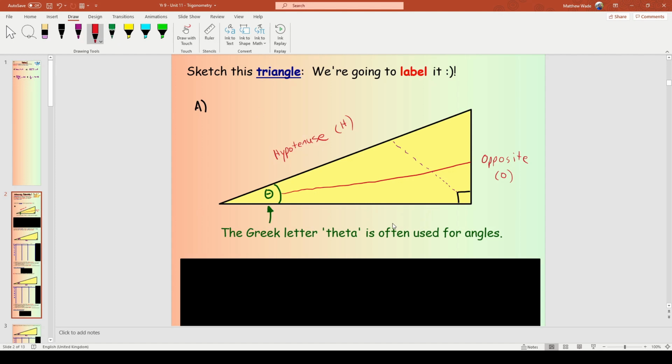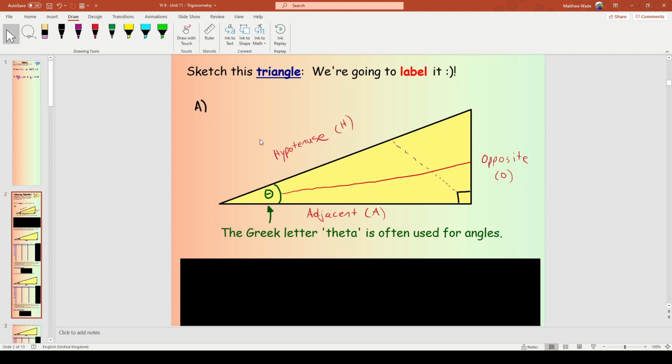Now the other side needs a name too. It's the side that's right beside theta, but it isn't the hypotenuse, and it still touches theta. In other words, it's adjacent to theta because it's beside theta. That's why they call this side the adjacent side, and it gets the English letter A. So that's how you label the triangles, buddies.